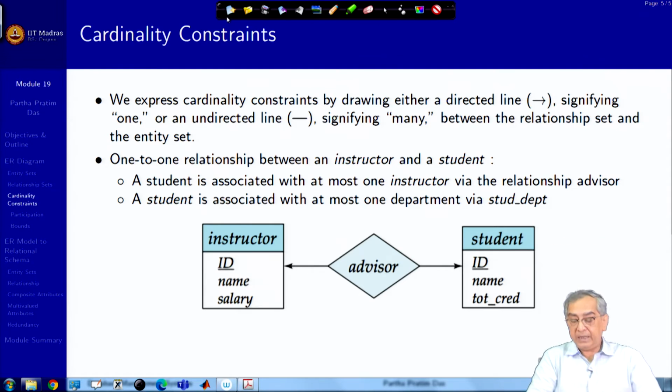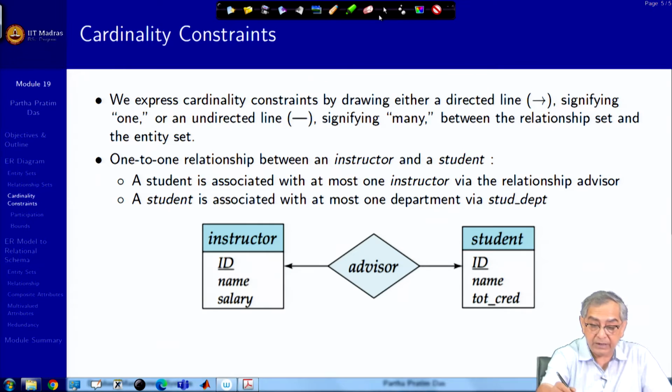So, you can very easily understand that it is saying that advisor is a relationship between instructor and student, and it is 1 to 1, which means every instructor has only one student and every student has only one instructor. That is what is being said.